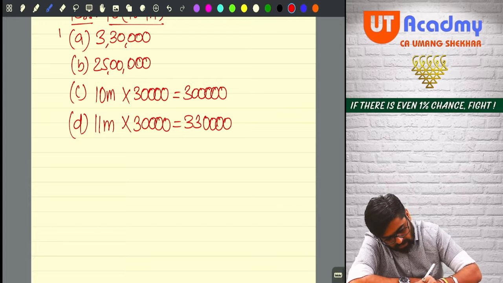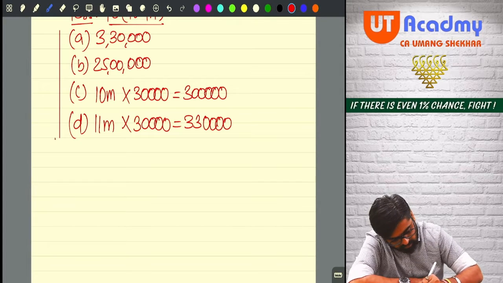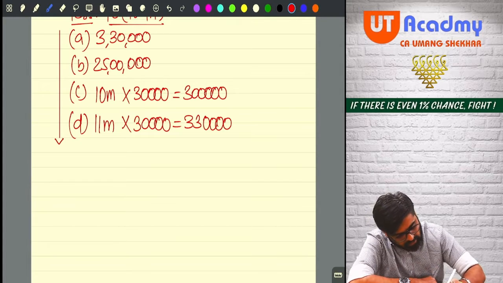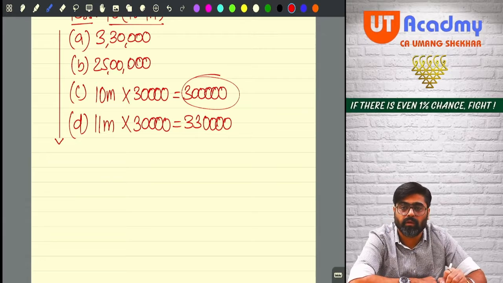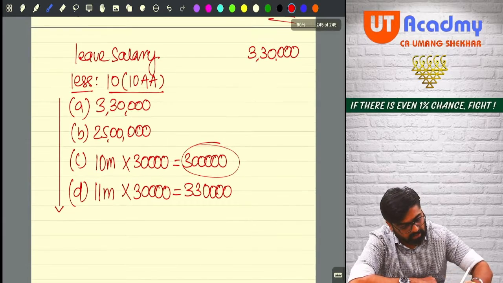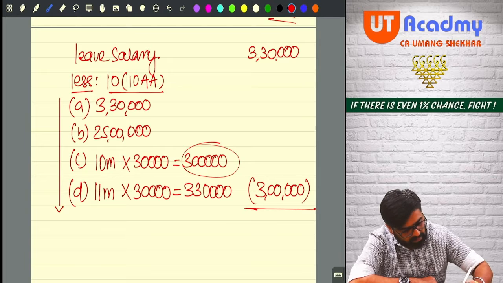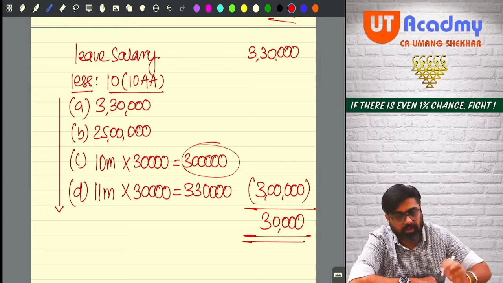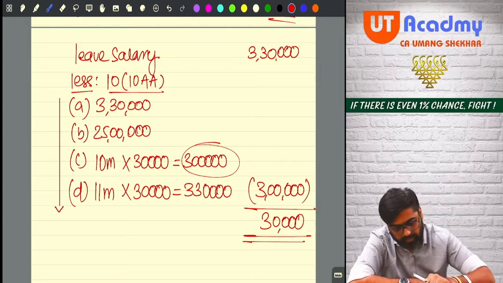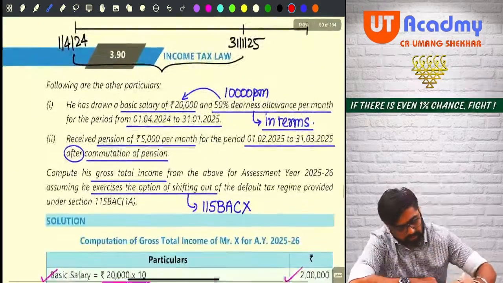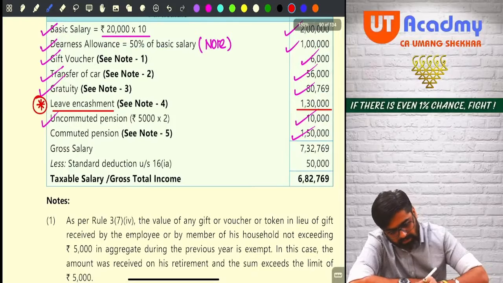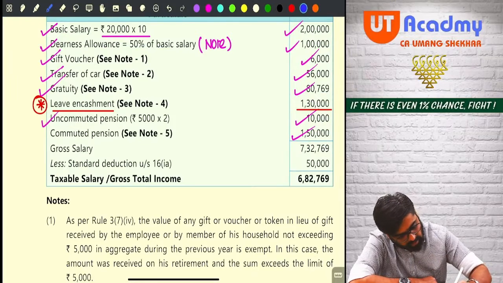Everyone got this? A, B, C, D. Whichever is lower. So I will get this 3 lakh as exempt. So out of 3,30,000, I will exempt 3 lakh. My taxable leave salary will be 30,000. Did you all know this? So in my solution, will I write 1,30,000 here, or will I write only 30? I will write only 30.